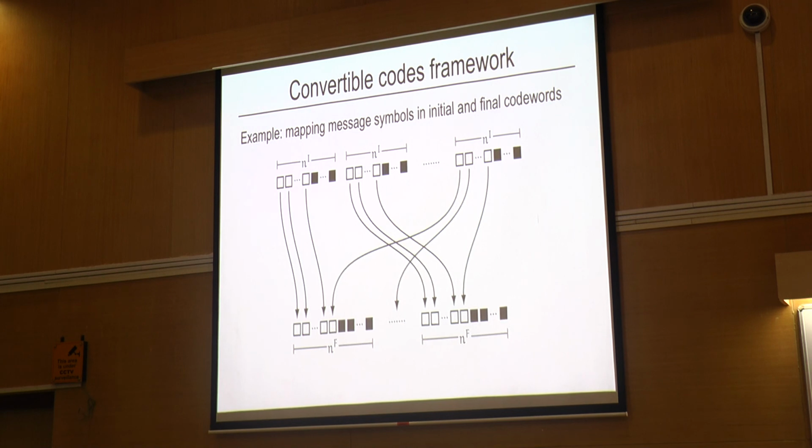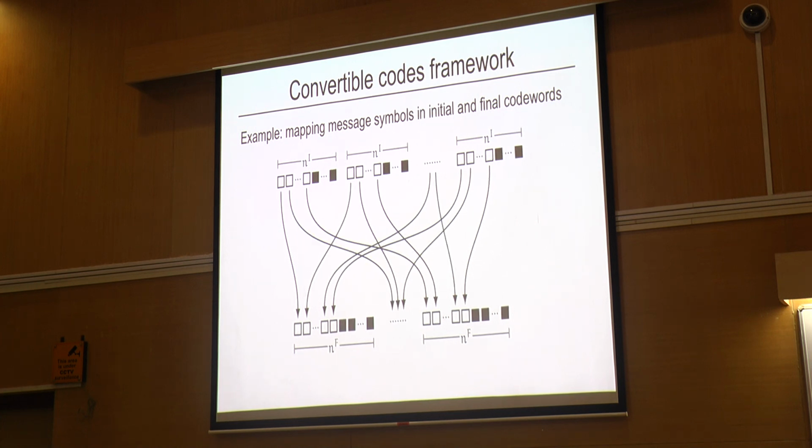So for example, one mapping could be like this, mapping initial message symbols, which are empty boxes again, to the empty boxes in the final code words, though which message symbols map may vary. Another valid mapping could be this. And how this is mapped matters, and it will affect the cost, as we will see later.